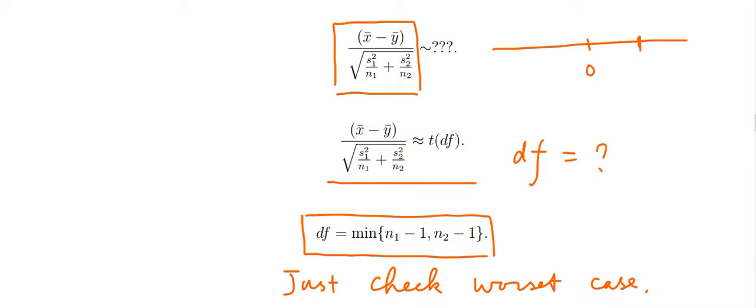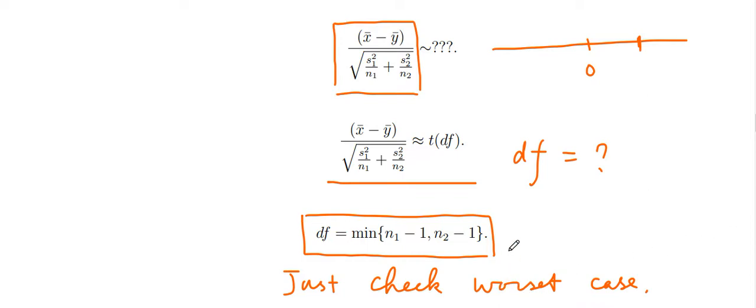So what does worst case mean? For two samples, we have 2 degrees of freedom, n1 minus 1 and n2 minus 1, since n minus 1 is the degree of freedom. So we just pick the smaller one of them. This is the worst case, because we know the bigger the sample size, the better. So picking the smaller one means the worst case.